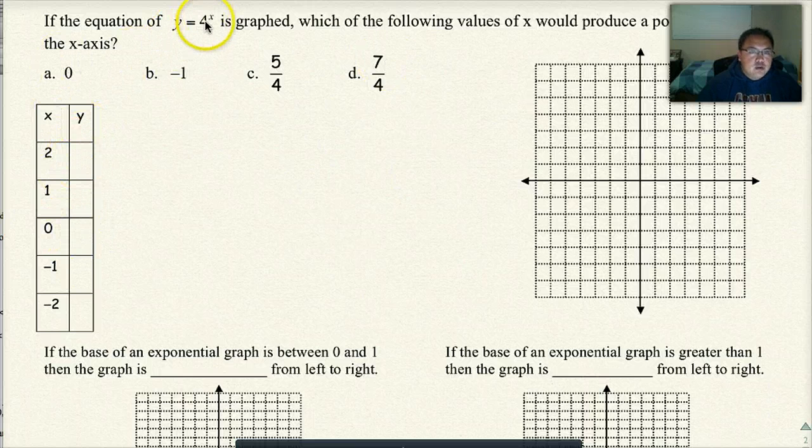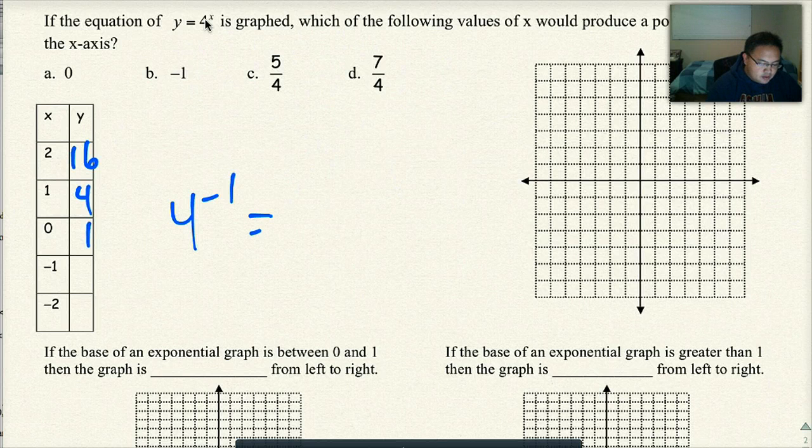If I put in 2, 4 to the second power is 16. If I put in 1, 4 to the first power is 4. Put in 0, anything to the 0 power is 1. Negative 1, if you forget, 4 to the negative 1 is the same thing as 1 over 4 to the first power, which is 1/4. And you can see the pattern here. Negative 2 is going to be 1 over 16.